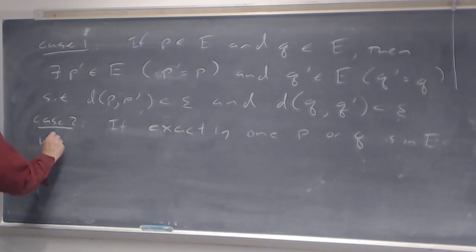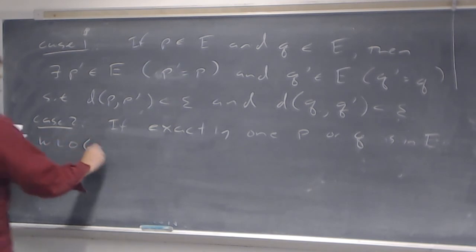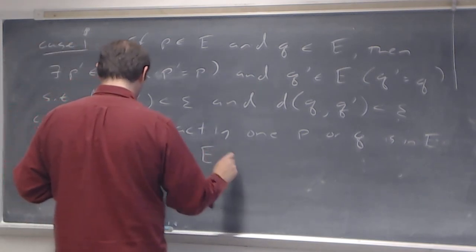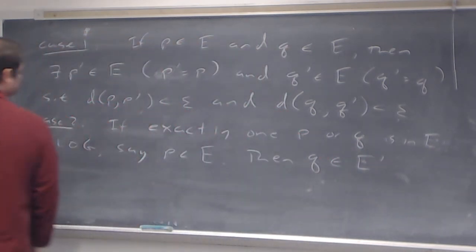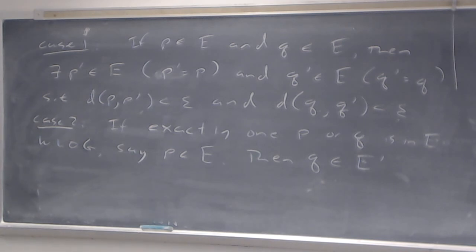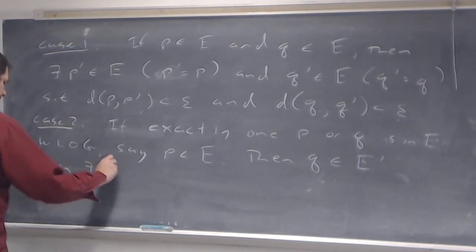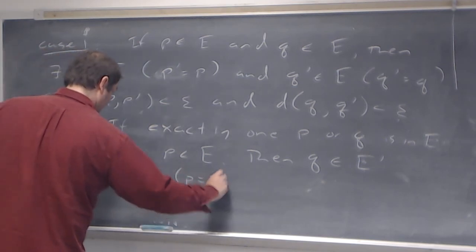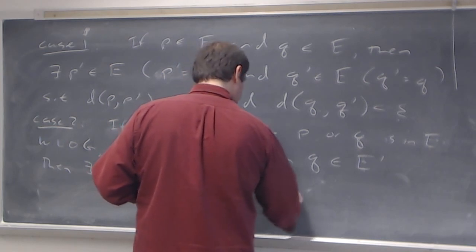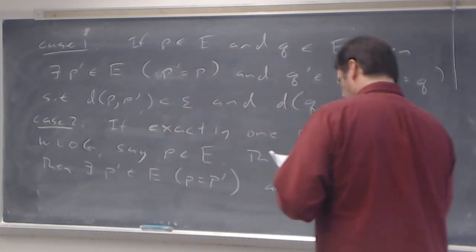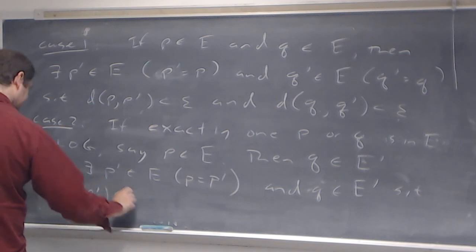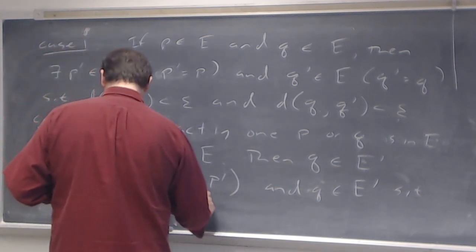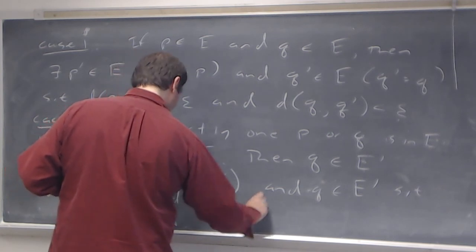So for case 2, without loss of generality, say P is an element of E, and we know that Q is an element of E prime. Then there exists a P prime element of E, namely P equals P prime, and a Q prime element of E, such that the distance from P to P prime is less than epsilon, and the distance between Q and Q prime is less than epsilon.